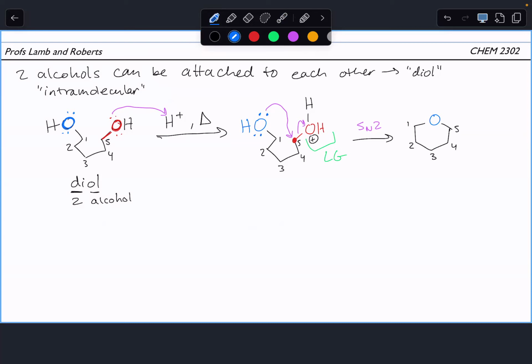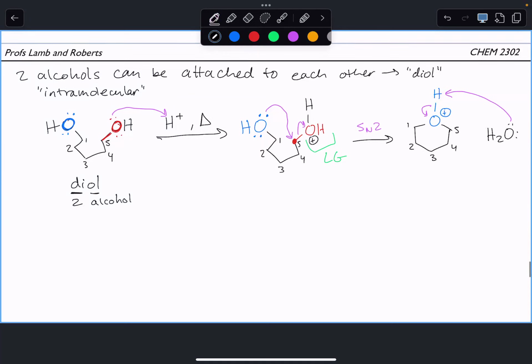Well, the oxygen that's in the ring still has a proton on it. So that must make it positively charged. And then we lost water, so there should be water over here as well. So that's the hard part of intramolecular reactions. The only weird part is that we have to make this ring. Then we just pull off that proton, quench the positive charge to get to our final product.